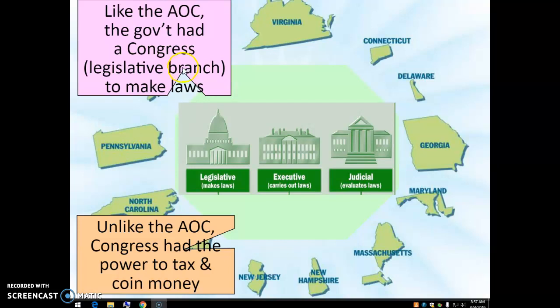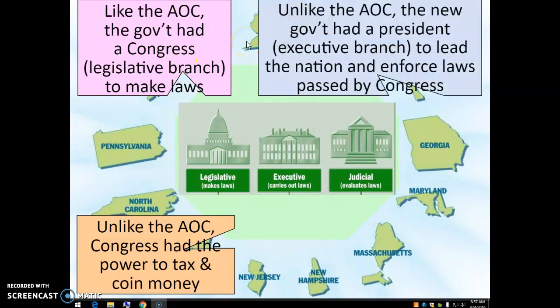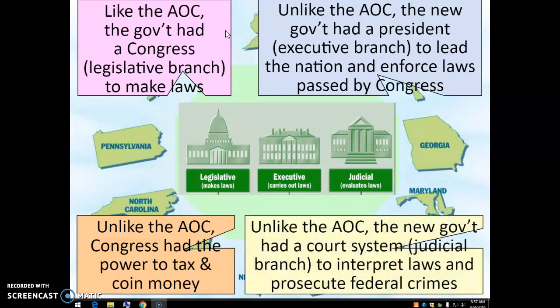They couldn't do those things under the AOC, where you had different states with different currency systems. You have an executive branch now that is meant to enforce and lead. Okay, did not have this before. And then you also have the judicial branch to interpret laws and prosecute federal crimes. So you actually have a federal branch of judges that can oversee state conflicts and that can even make federal punishments for crimes that are seen on a federal level, not just a state level.